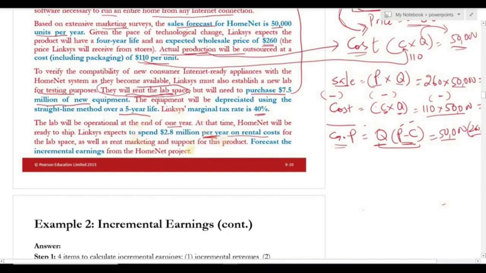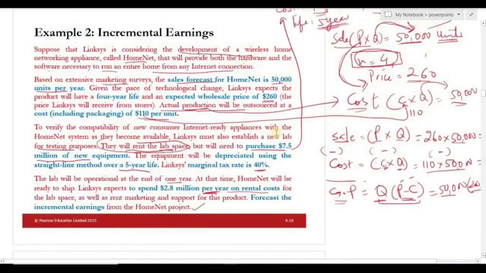For the lab space as well as rented marketing and support for this product, forecast the incremental earnings from the HomeNet project. First of all, you need to see that this is a new project. This is not a replacement project, right? When it is a new project, it's quite simple compared to the old project, so all the cash flows of the new project will be incremental. But if it is a replacement project, of course we need to find some incremental cash flow. We will also see those questions.